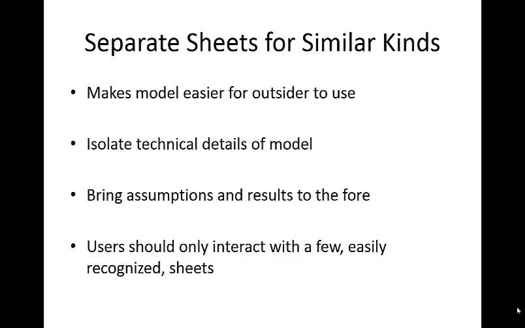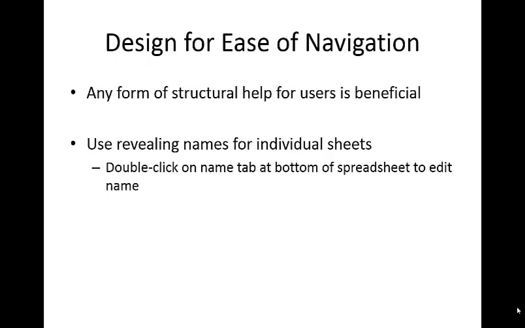Ideally, even if you have a workbook that has multiple sheets, users should only interact with one or two easily recognizable sheets. When you're creating your worksheets, any form of structure that'll help users navigate the workbook better is important. So try to think about how the information flows in your workbooks. And make sure that your individual sheets are properly named so that you actually leave more visual cues and explanations to the user just by using sheet names.